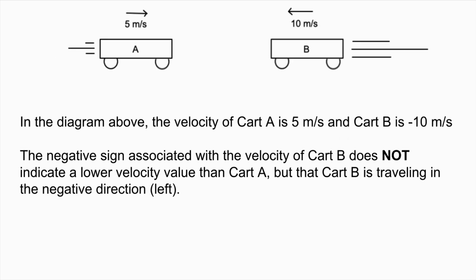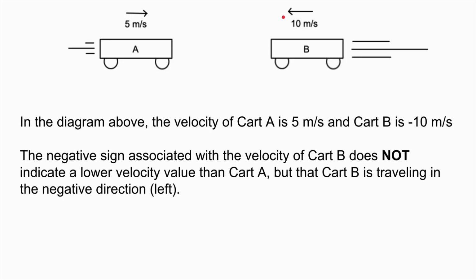Now, let's just look at the situation here. I have 2 carts. This one is traveling to the right at 5 meters per second. And by the way, we often put a little arrow above a value to indicate that it is a vector quantity and to indicate the direction of the vector. And this cart is traveling at 10 meters per second in the negative direction.